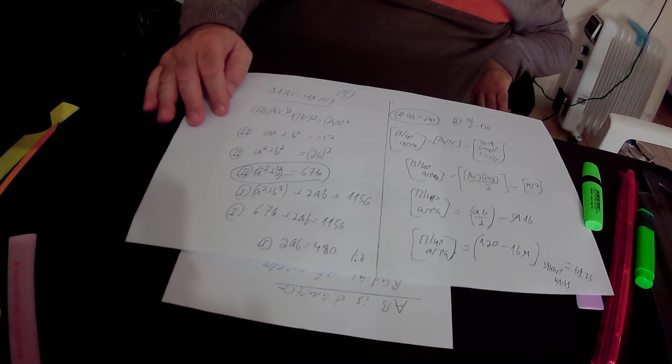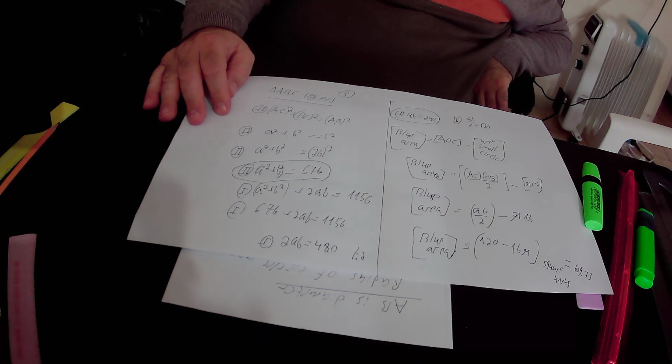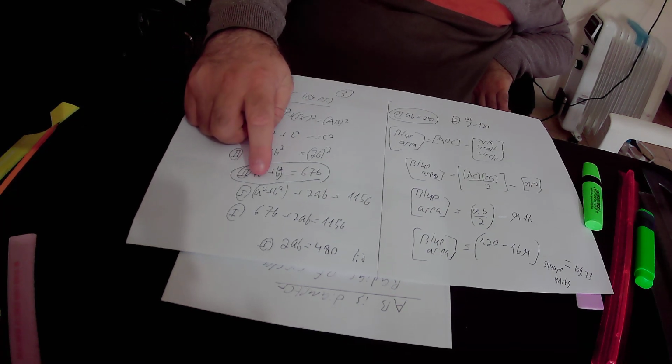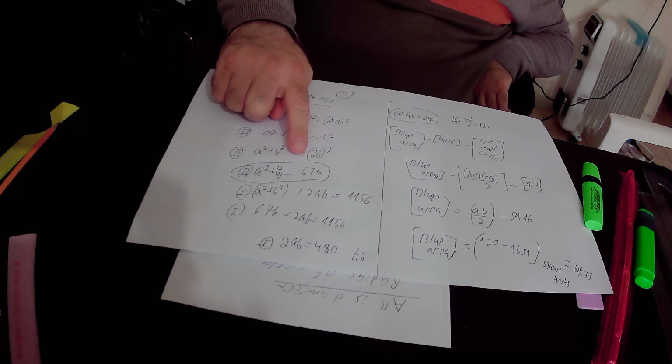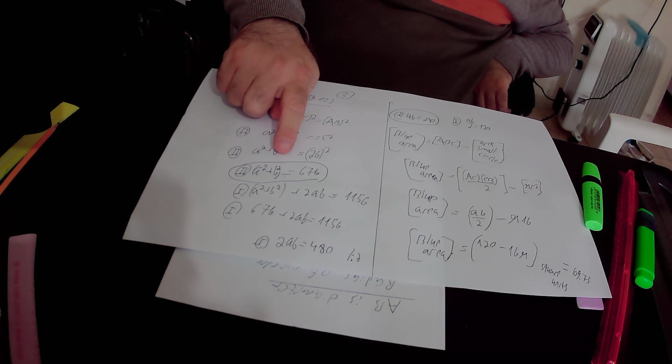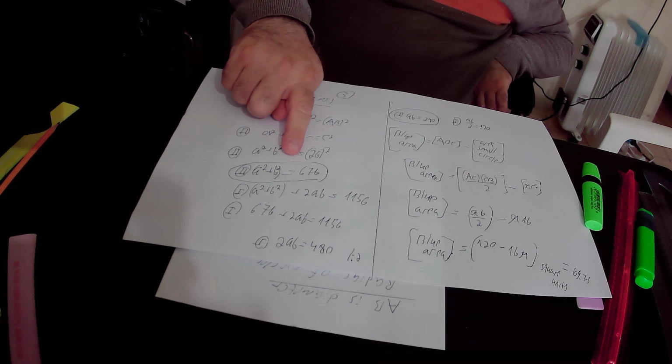That is 676. And according to equation number 1, a squared plus b squared plus 2 times ab equals 1156. So here we substitute a squared plus b squared in equation number 1 by 676 from equation number 2, because a squared plus b squared equals 676 according to equation number 2. And we got that 676 plus 2 times ab equals 1156.